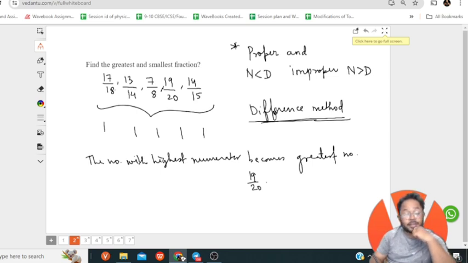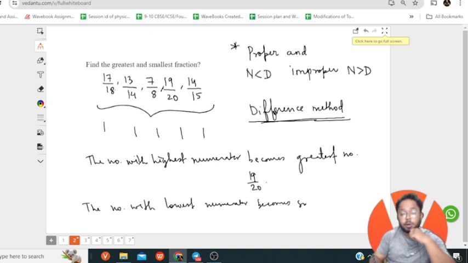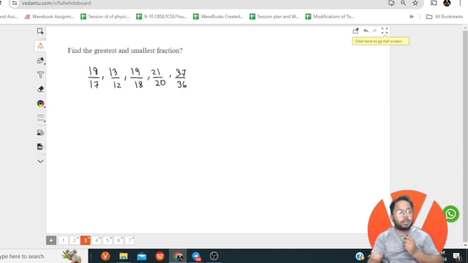Now, to find the smallest, we look at the numerator again: the number with the lowest numerator becomes the smallest number. So it becomes 7 by 8. See how easy it is. We only have to find the difference of the numerator and denominator, and if the difference is the same, like 1 in all the fractions, we only look for the highest numerator. Let's look into another case.